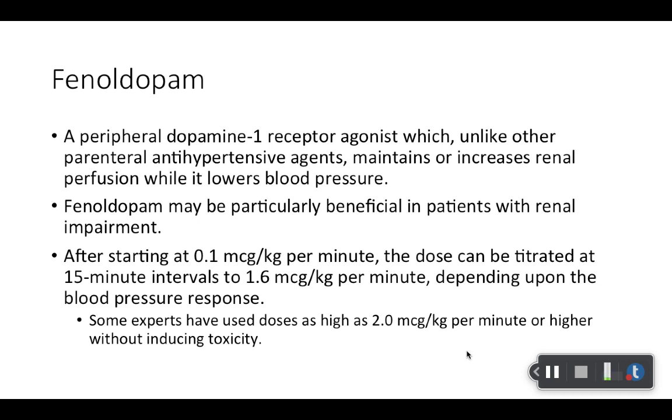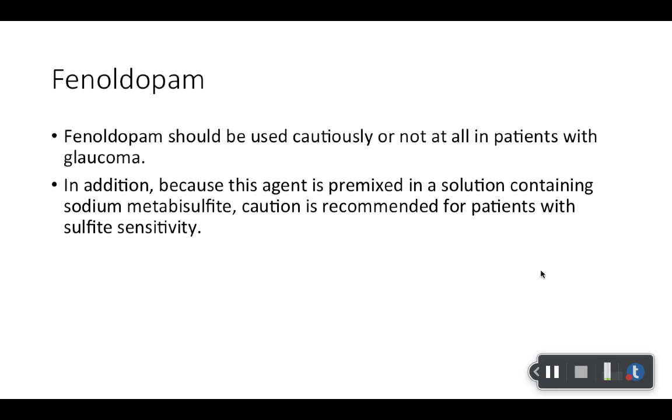This one is unique in that it is the only one listed that is a dopamine 1 receptor agonist. So this has some advantages. One is it can be safer or more effective in patients who have renal impairment. So that is something to think about. And then the dosing there, you just go ahead and read through that.